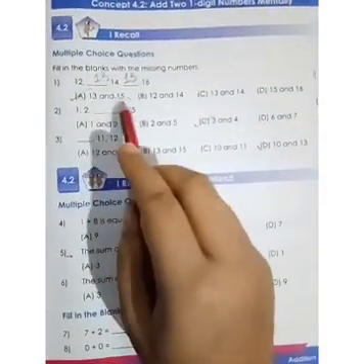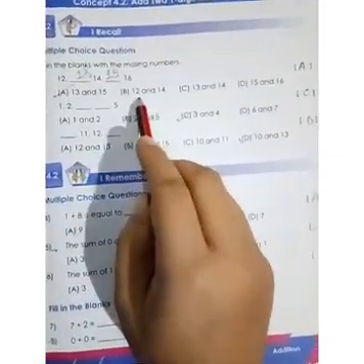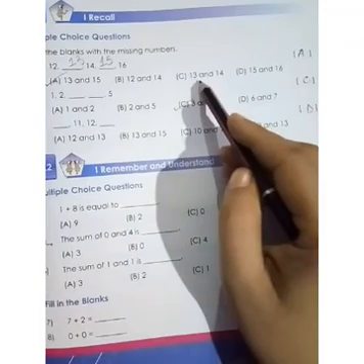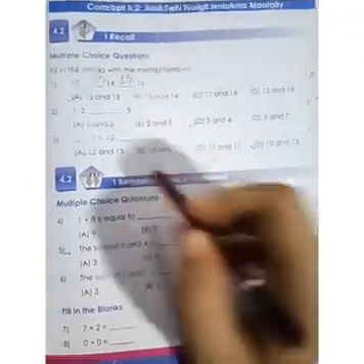First is given 13 and 15. So we got 13 and 15. So this is the correct answer. Okay, the rest: 12 and 14, it's not correct. C, 13 and 14, not correct. D, 15 and 16, not correct.